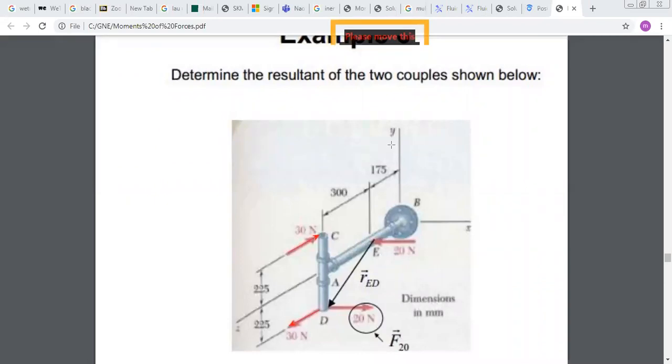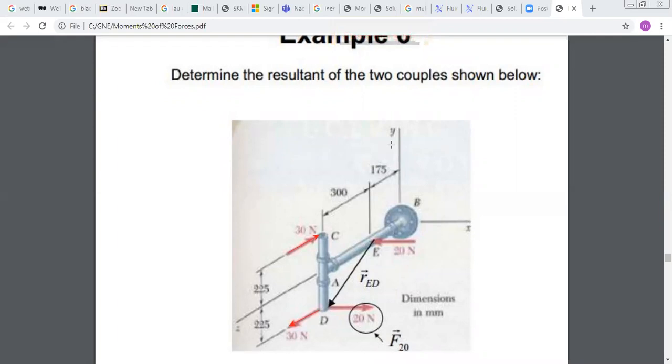It's in the clockwise direction. It's negative. Okay, it's negative, very good. Because look, if you try to turn your right hand from the upward 30 Newton force towards the lower one, your thumb will be directed along negative x direction. Okay, so the couple is negative.